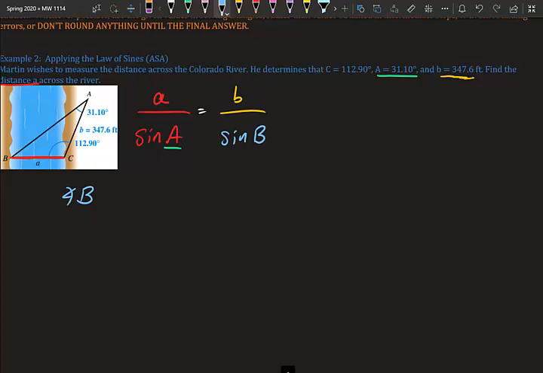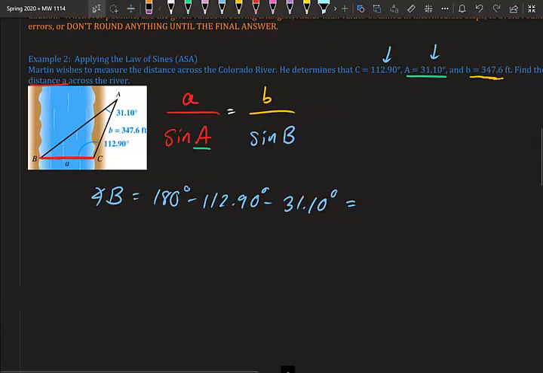Also, how do you know you need to find angle B? Usually, you always need to find that missing angle if you're given two angles. So you see how we're given two angles? Find the missing angle. Alright, so let's go ahead and do that. Let's find angle B. We have 180 minus 112.90 minus 31.10, and we get 36 degrees. Cool. Now we can actually work out this problem.